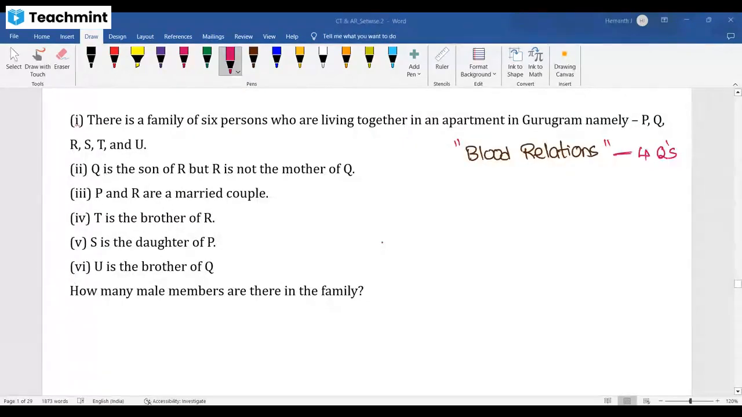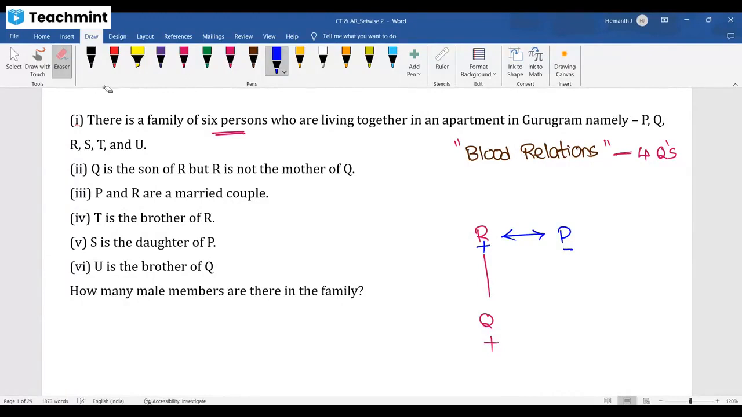Now, serious. You have 6 persons in a family. Q is son of R. Son means below generation. Q is son of R, but R is not the mother. Q is son of R means R must be father or mother. They said R is not the mother, which means R is the father of Q. T and R are married couple.